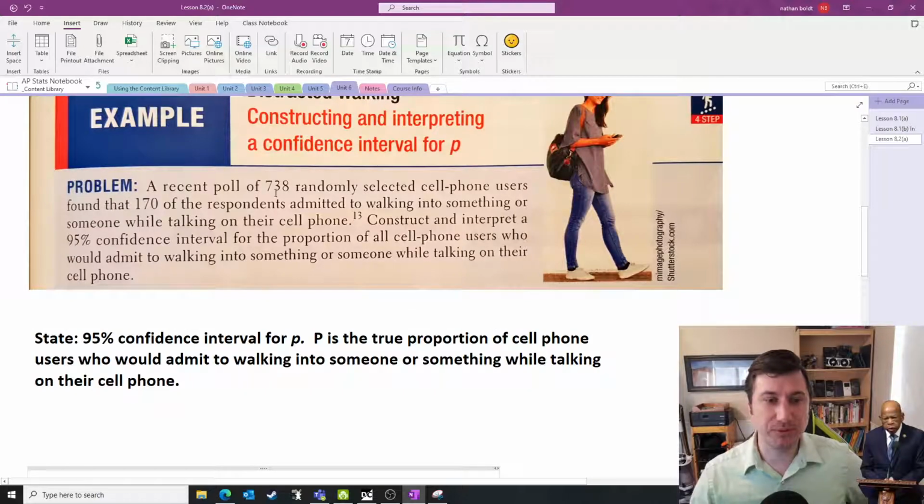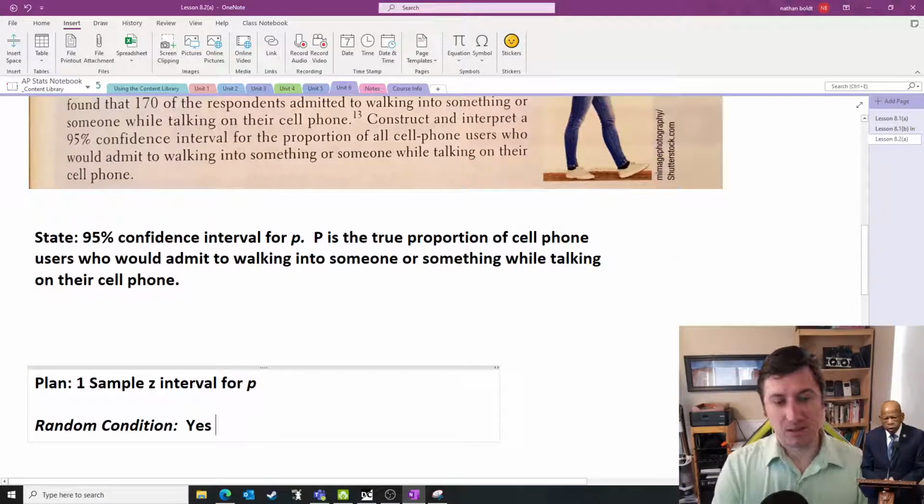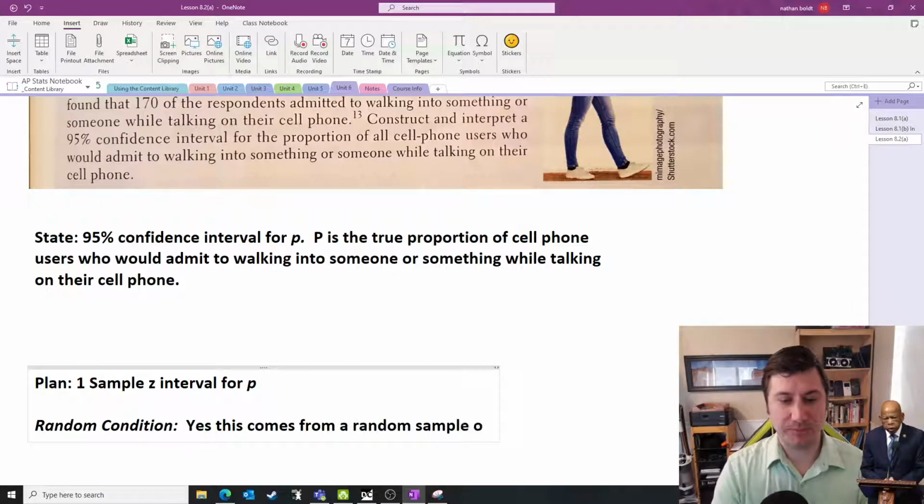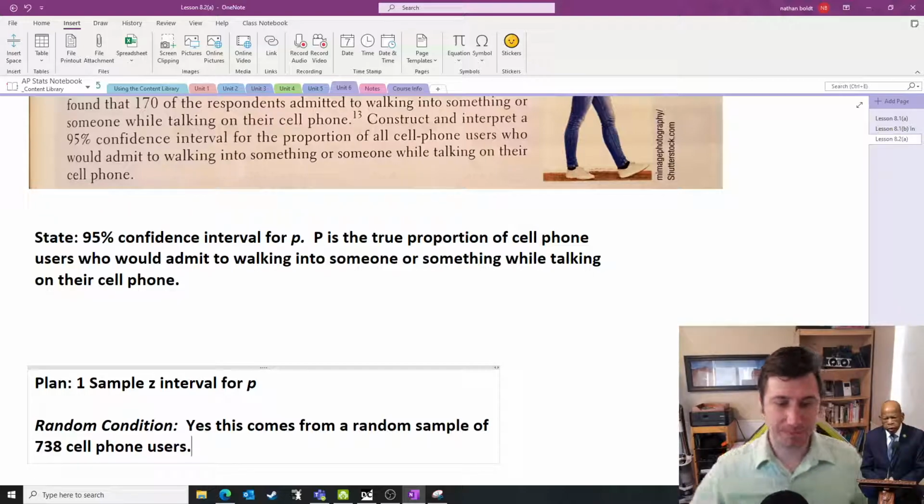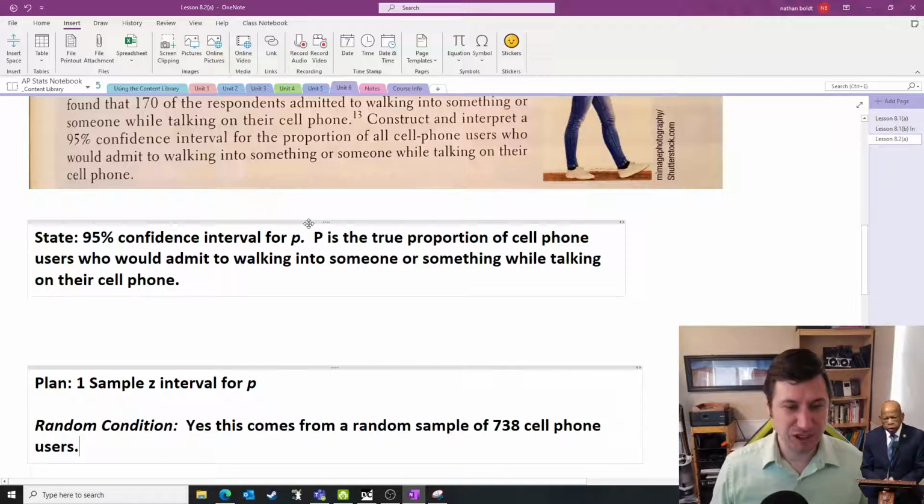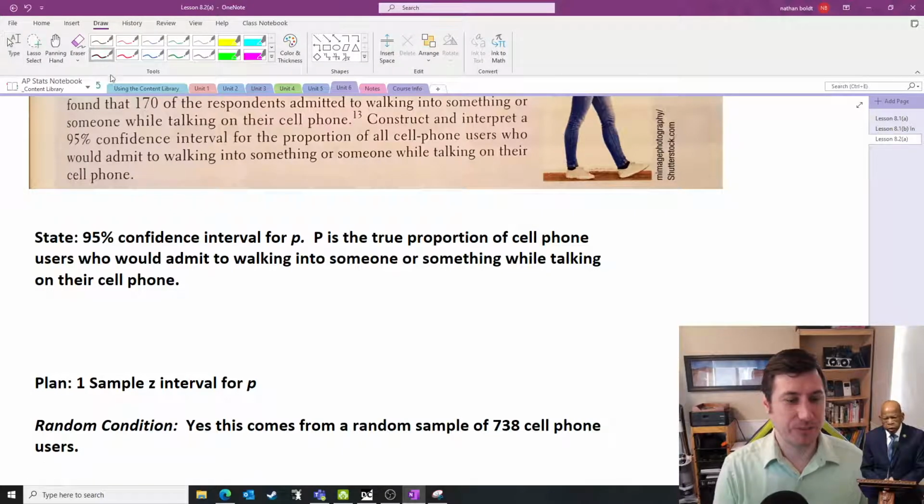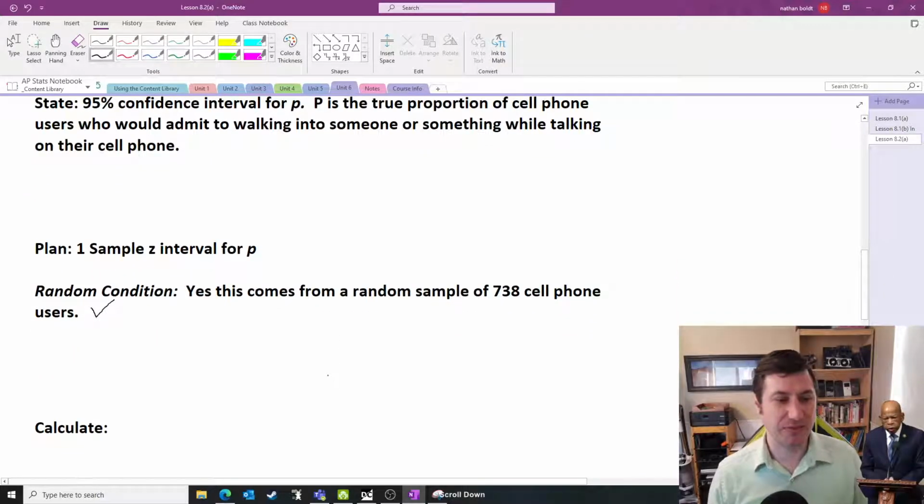A recent poll of 738 randomly selected cell phone users. So yes, this comes from a random sample of 738 cell phone users. It has to be from a random sample. Sometimes you'll even see in the book, or you'll probably see me do it, we'll then just put a big check mark for the random condition. Yep, we got the random condition.